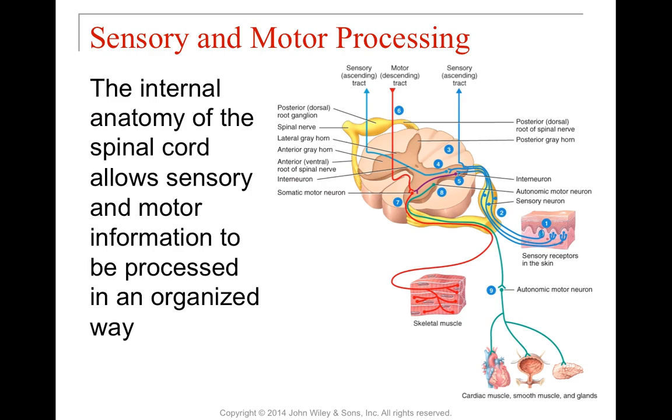All right, so as I previously mentioned, we have a lot of information coming in and a lot of information coming out. And so the anatomy of the spinal cord is designed to allow both sensory and motor information to be processed in a very highly organized way. So here we have sensory receptors. Let's start at 1. If we have sensory receptors in the skin, tactile receptors that say, ouch, I just stepped on a tack, for example, that's going to send information via a sensory neuron.